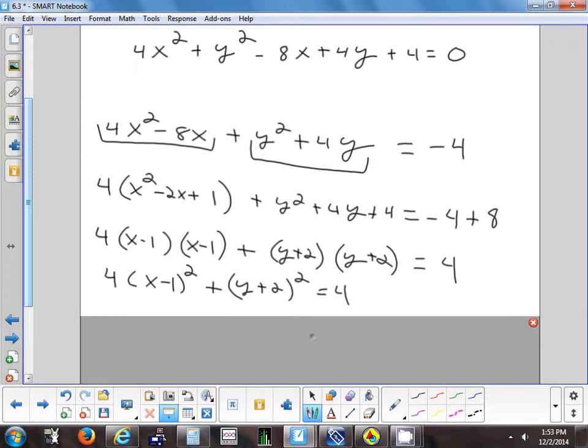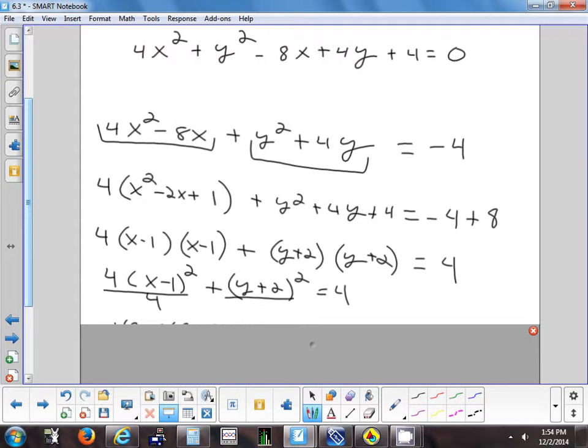In my last step, we're just about done. What's it always supposed to equal? It's not supposed to equal 4. Let's divide everything by 4. Those cancel, and there's your final equation. X minus 1 squared over 1, plus y plus 2 squared over 4. Now it equals 1.